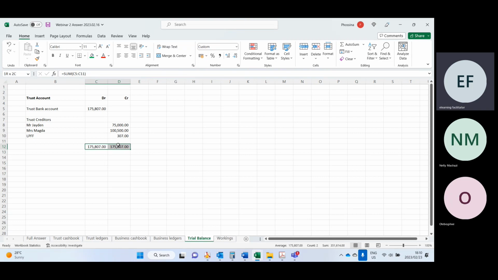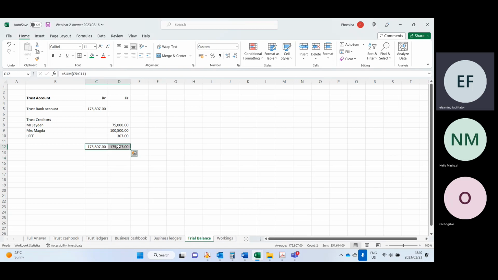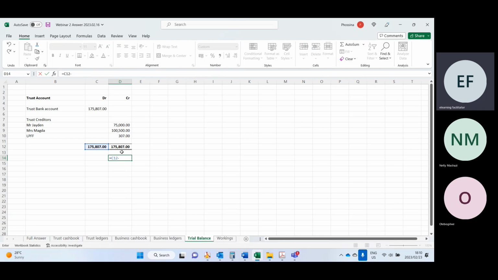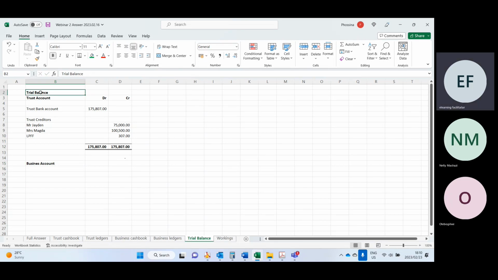Okay, so if you can have a look, we have recorded properly our trust cash book. Our ledgers are balancing. We don't have any difference. You can even do arithmetics. So our trust account, the trial balance is balancing off. So this is how we do our trial balances. And then for the business account, it's done separate from the trust. We do not mix things. We do them separately.